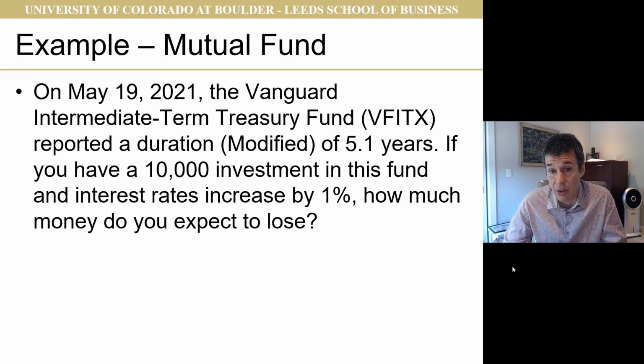Now, mutual funds report durations. They typically report modified durations. So here's Vanguard Intermediate Term Treasury Fund, VFITX is the ticker. They reported a modified duration of 5.1 years. If you have a $10,000 investment in this fund and interest rates go up by 1%, how much money do you expect to lose?